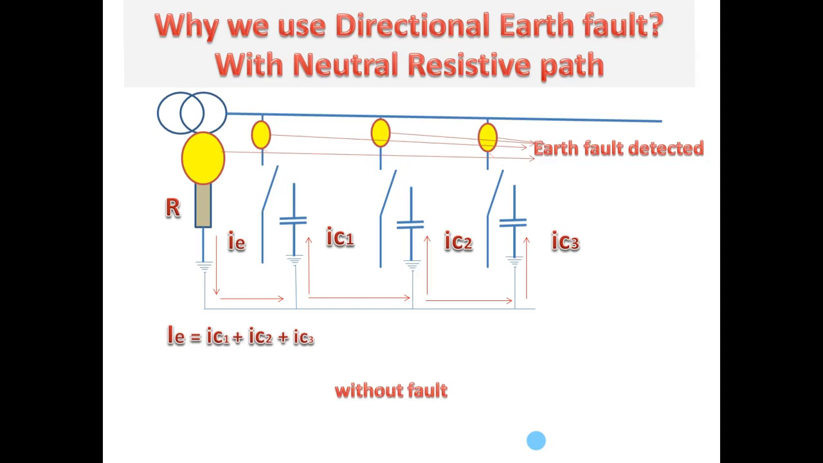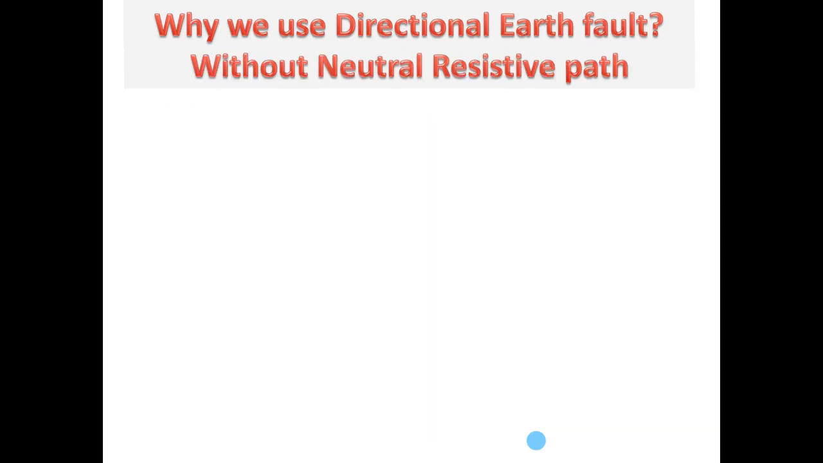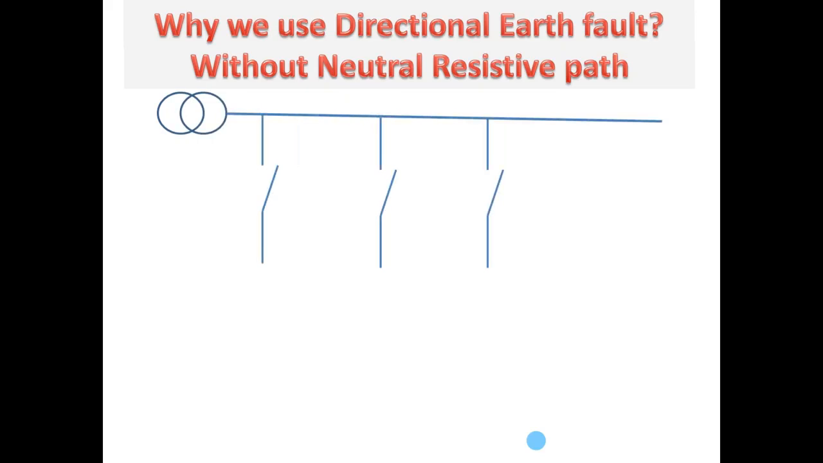You all may have a doubt: in a power system which doesn't have a neutral path, how is an earth fault occurring, and why do we need the directional earth fault over this system also? In that case, normally we will not have a leakage current due to this capacitance, but if we have any fault on any one of the feeders, then the leakage current will come into the picture.